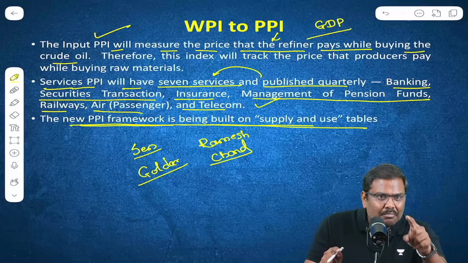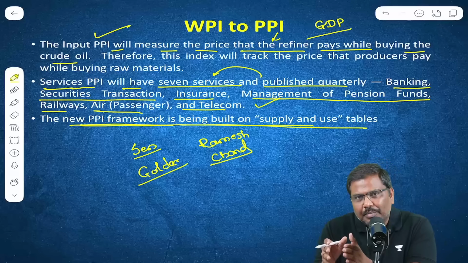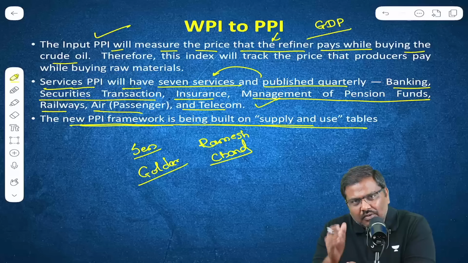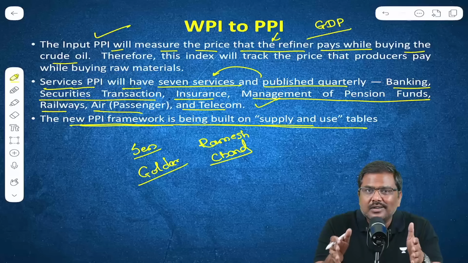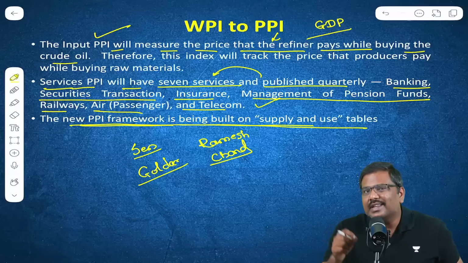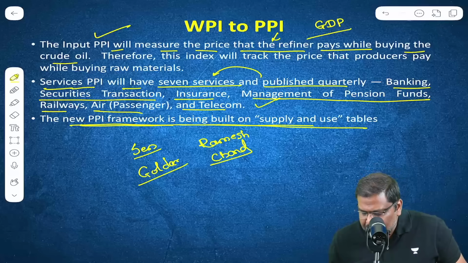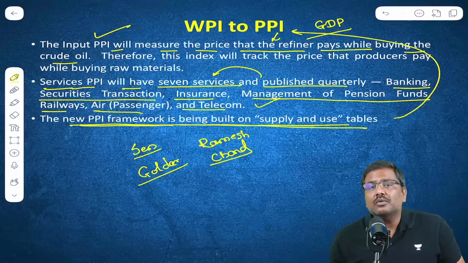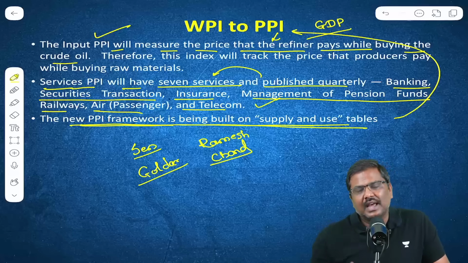And that's the reason in the methodology of GDP, the government of India has adopted the usage of supply use tables in order to address and minimize the discrepancy component. The same supply use table now will be used in the calculation of the producer price index as well.